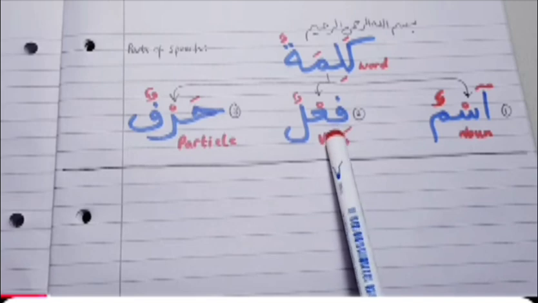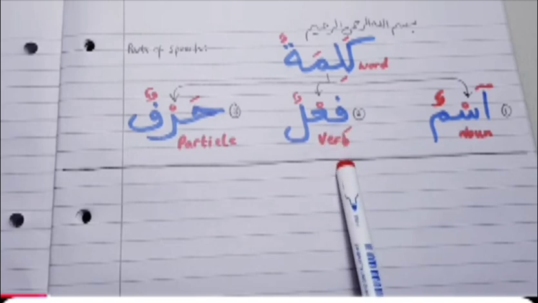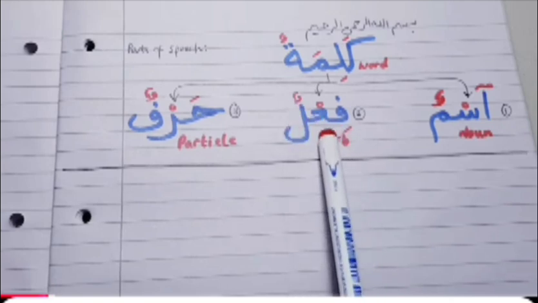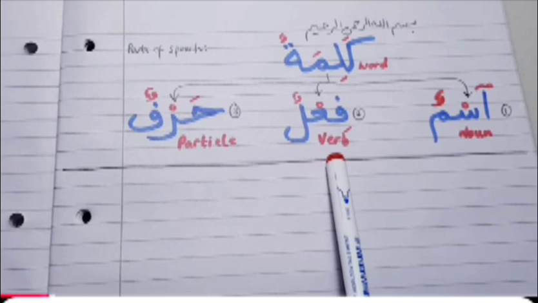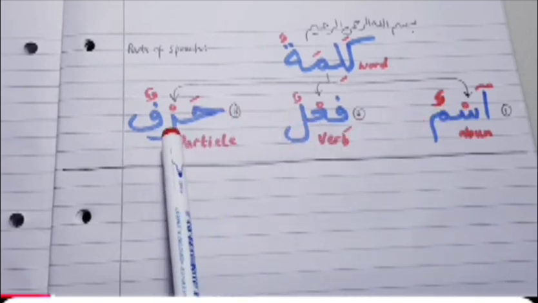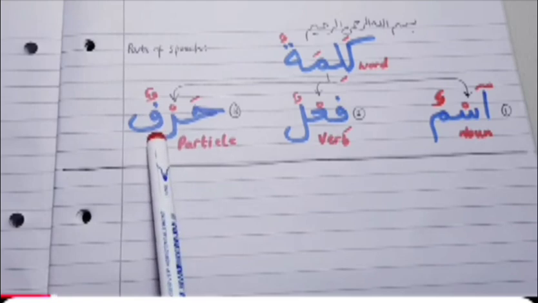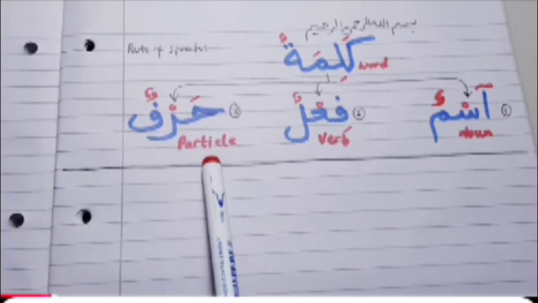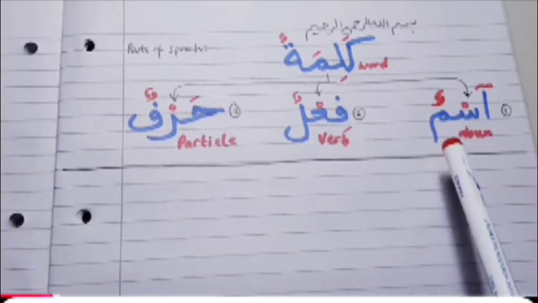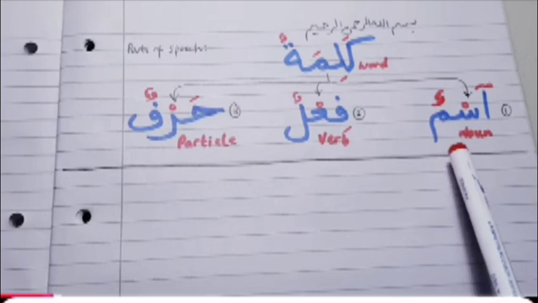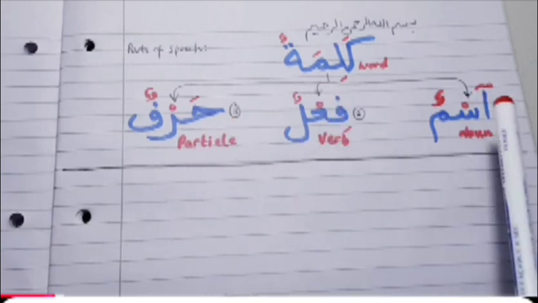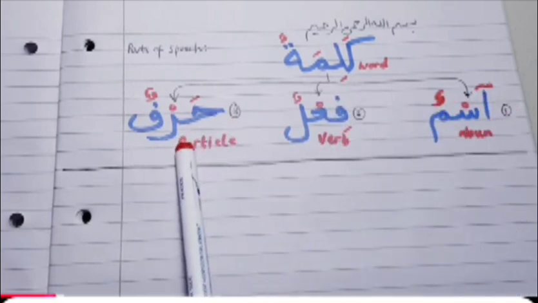Second category is fi'lun, a verb, an action of some sort. Fi'lun, a verb. If the word is not ism and it's not a fi'l, then it's going to be a harf. Harfun, a particle. So we have ismun, names of people, places, things, concepts, ideas. Fi'lun, verbs. Harfun, anything which is not an ism or fi'l, a particle.